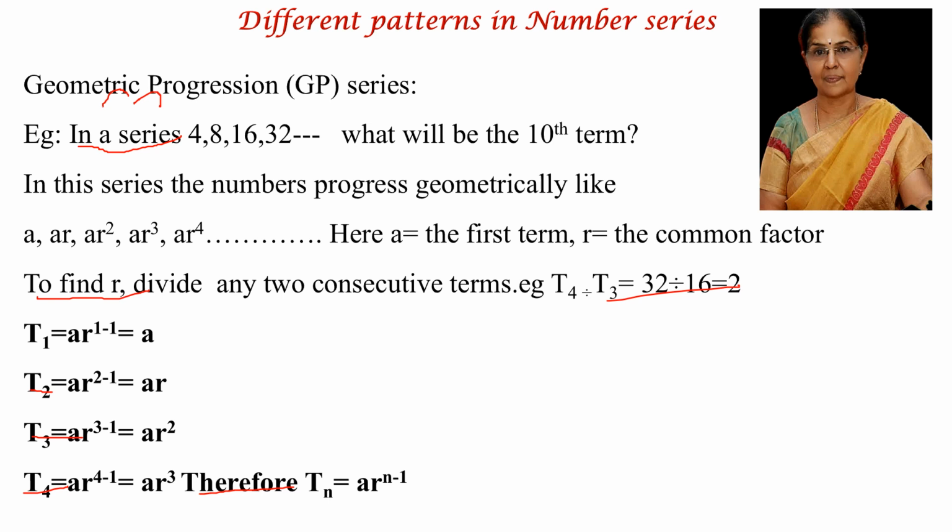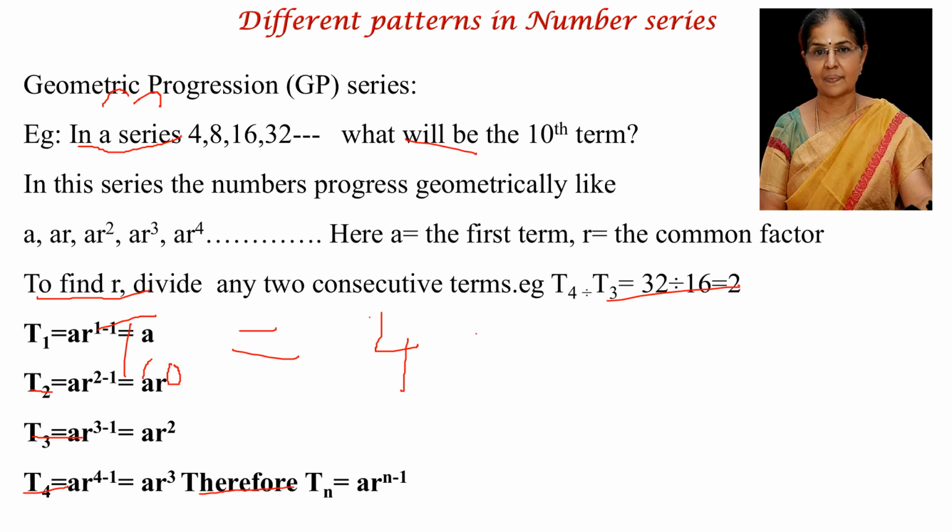I now will come to the problem. So what is the nth term? What is n? N given here, this is the 10th term. We have to find out the 10th, so T10. The 10th term is equal to A into R, A is here. What is the first term? 4. What is R here? R is 2. Dividing the two consecutive terms, we get 2.